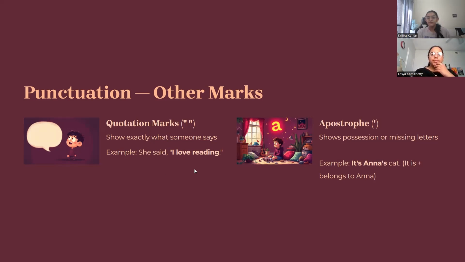And then there's the apostrophe. This shows possession or missing letters. So an example would be, it's Anna's cat. So this can also be thought of as it is or belongs to Anna. So if I say it's Anna's cat, you're gonna know that the cat belongs to Anna and it is Anna's cat, right? So every time you see it's with an apostrophe, it can basically simplify to it is.